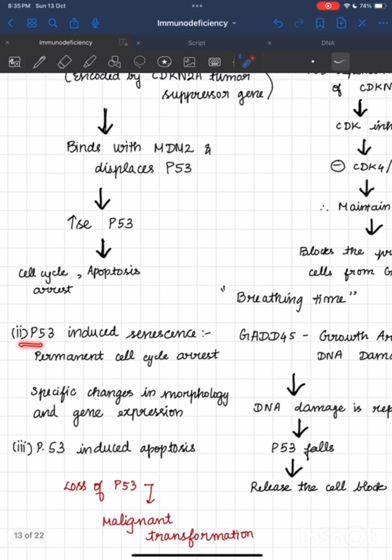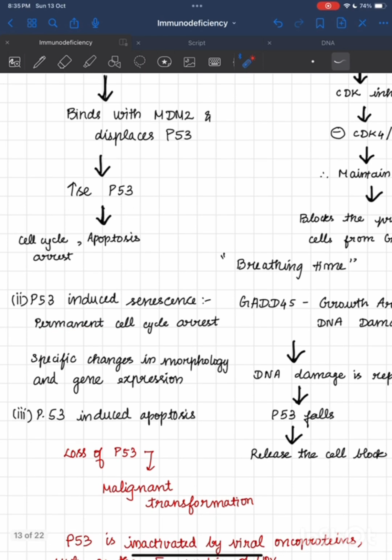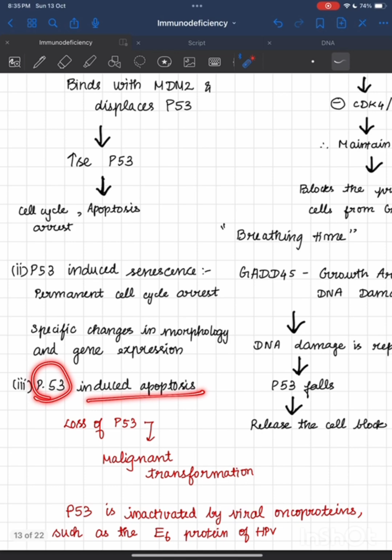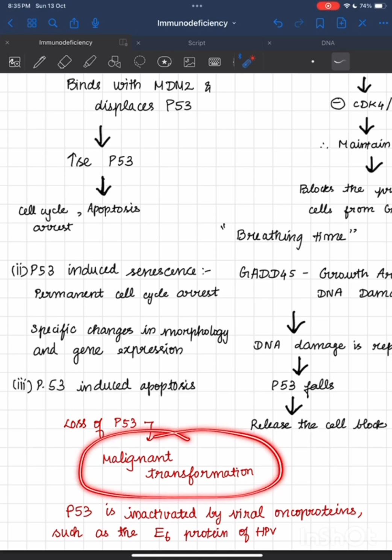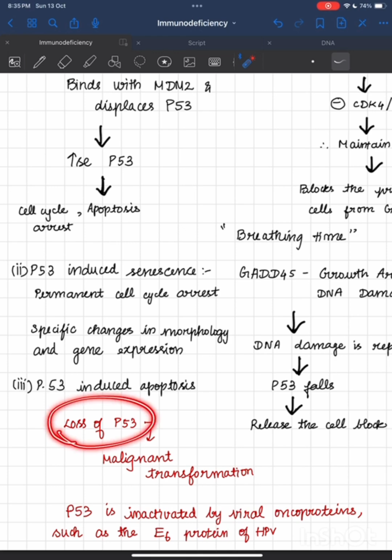Next one is P53 induced senescence. It is a permanent cell cycle arrest, with specific changes in morphology and gene expression. And P53 induced apoptosis. If there is loss of P53, then there is no check in cell cycle division. So the cell may undergo uncontrollable division, which leads to malignant transformation.